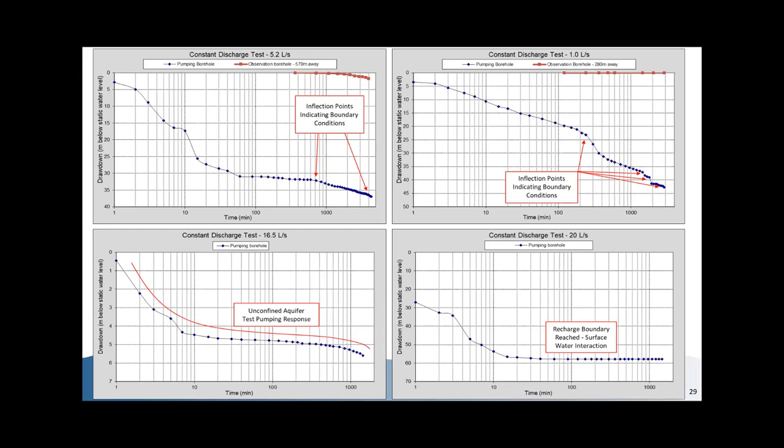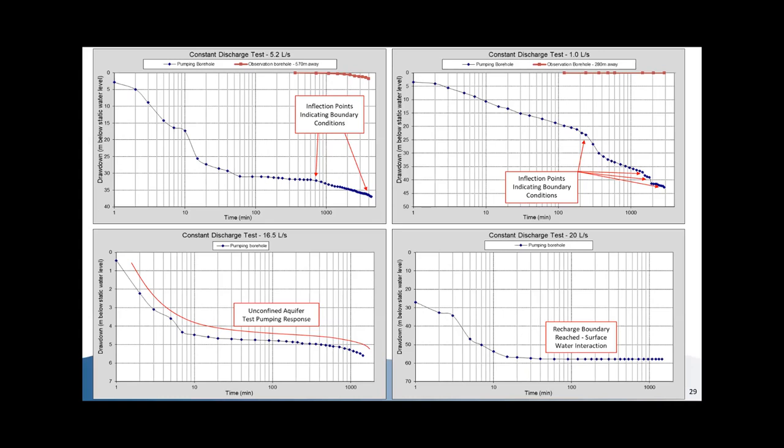And from these examples, what I'd like to highlight is the information that we get from these types of tests. So we can see where the drawdown curves change angle. Those are indicating boundary points in the aquifer to us. It's also important, so we can see that quite clearly in the top two examples.